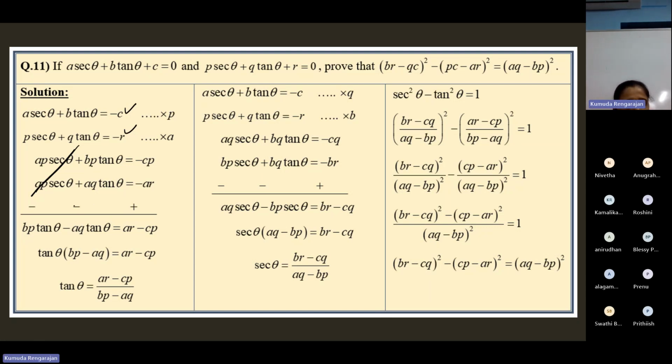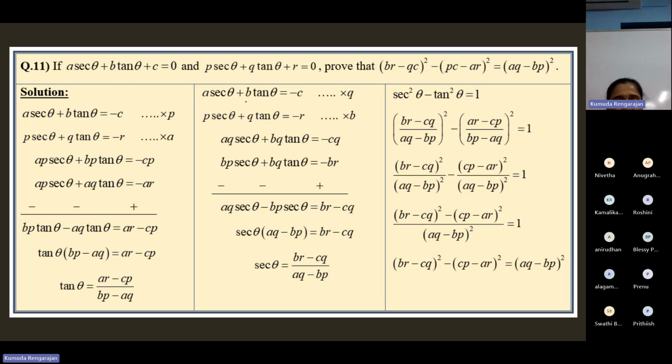So BP tan theta minus AQ tan theta is equal to, this is positive, no? AR minus CP. So here tan theta is common. So you'll get in the bracket BP minus AQ is equal to AR minus CP. So tan theta is equal to AR minus CP by BP minus AQ. Finish. We got tan theta. Now again write the equations and multiply with suitable variables to eliminate tan theta.